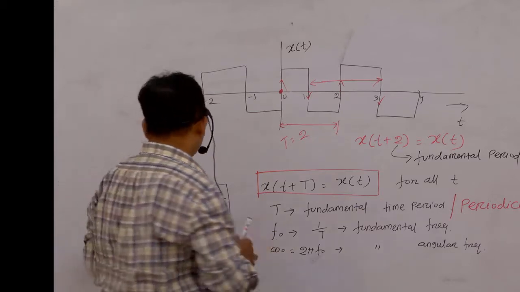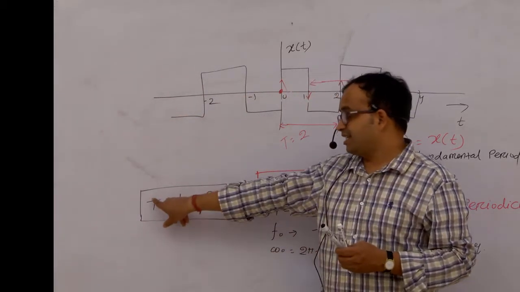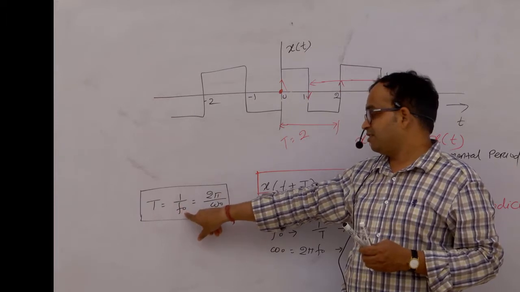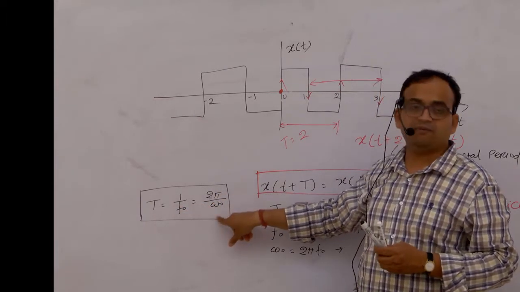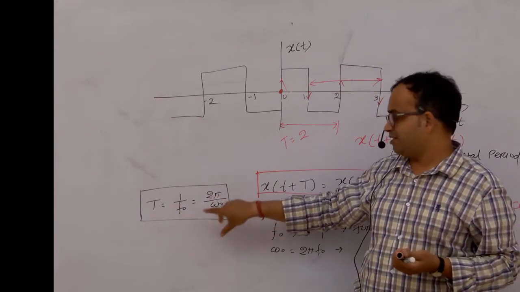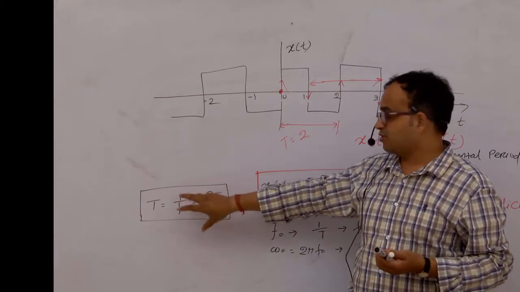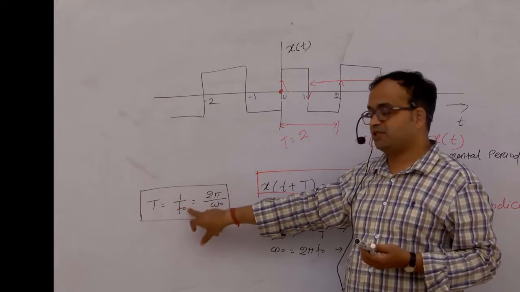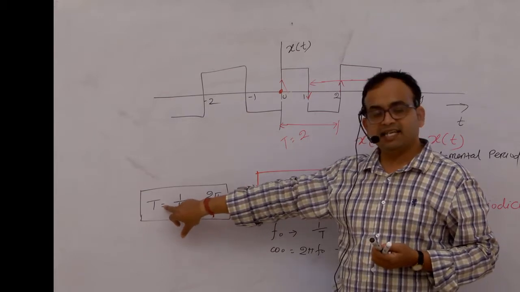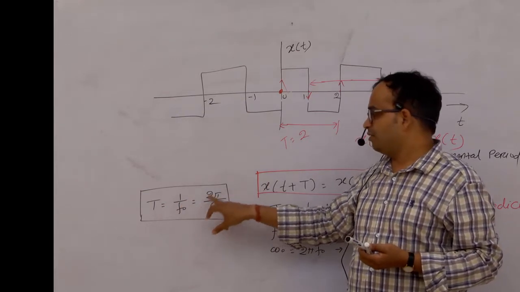So what is the relation? The relation is like this: T equal to 1 by f0 is equal to 2 pi by omega 0. This is a general common expression, so everyone should know these things. T equal to 1 by f0, where time and frequency are inversely proportional, is equal to 2 pi by omega 0.